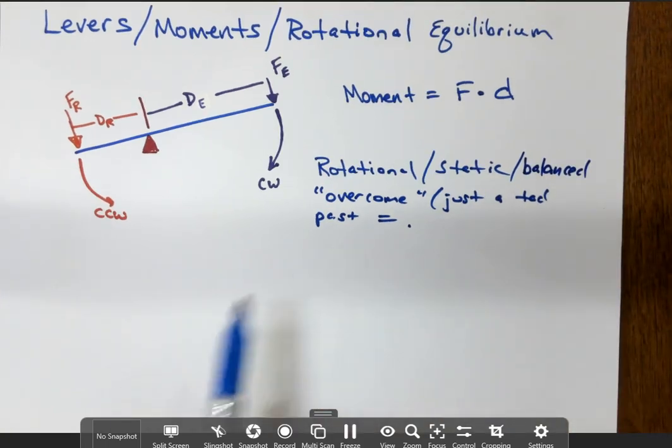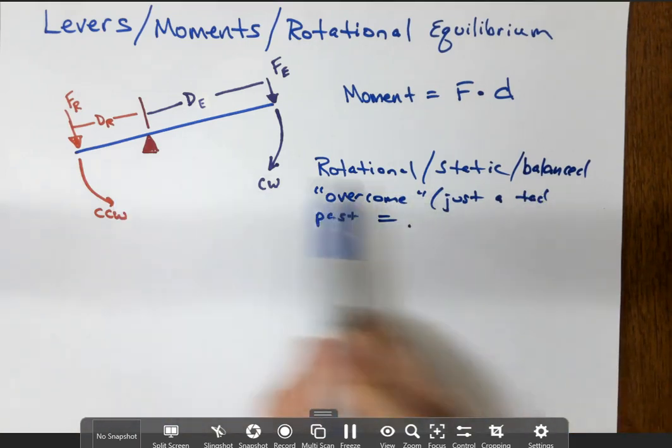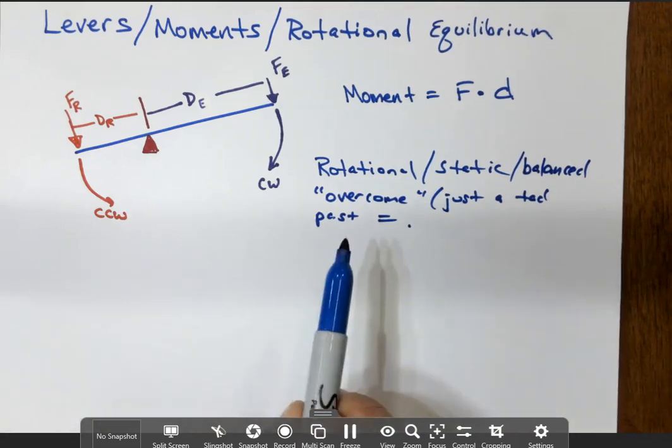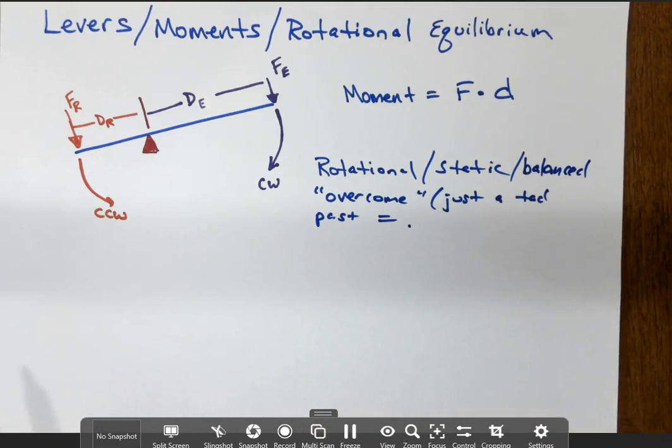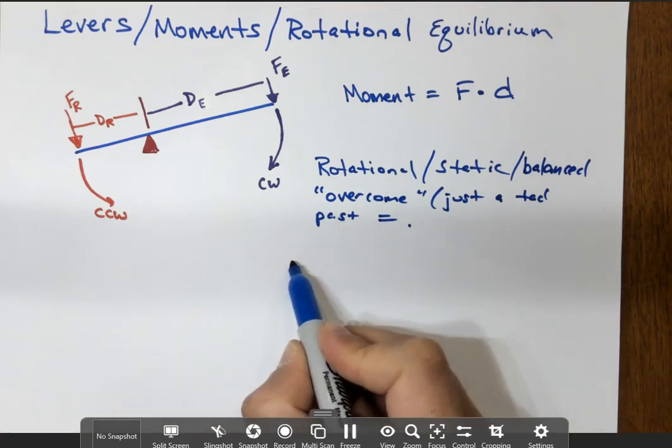Okay, so if they use these words, how much to overcome, we're going to use balanced or these moments being equal as a point of reference. So if we know when that happens, we can go just a hair past that, just a little more force or just a little more distance here or there. Okay? So these problems are going to look something like this.